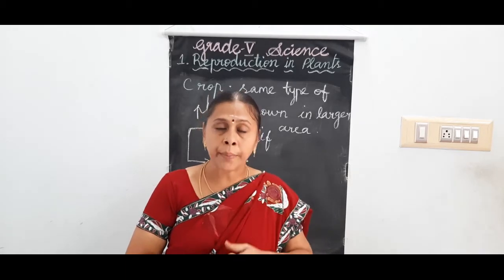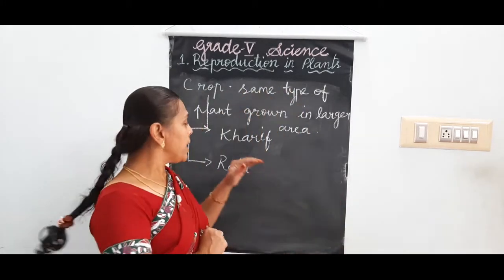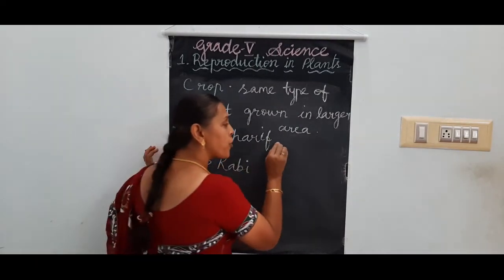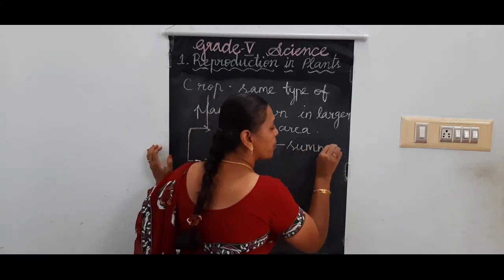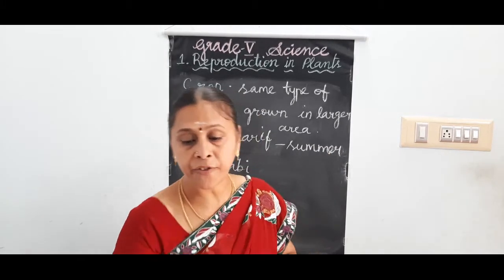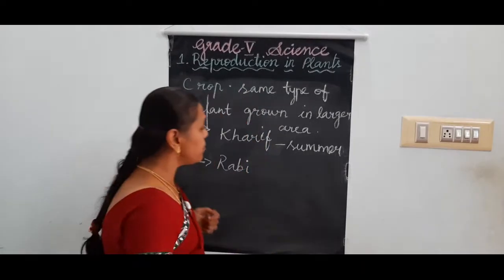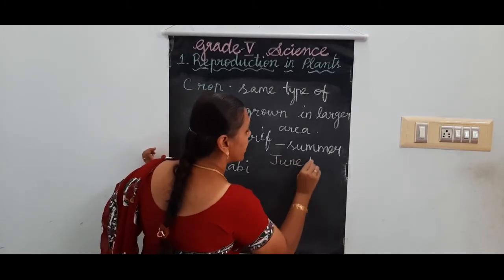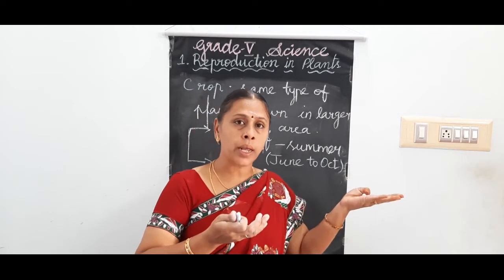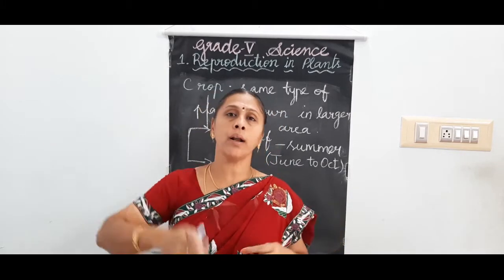So according to the climate needed, the crops are divided into two types. One is Kharif crop and another one is Rabi crop. And this Kharif crop is also called summer crop because it will grow in the summer season. The month is from June to October. Now this is May. It is summer only. With this May itself, the summer will not come to an end. It will continue up to September, October and all.